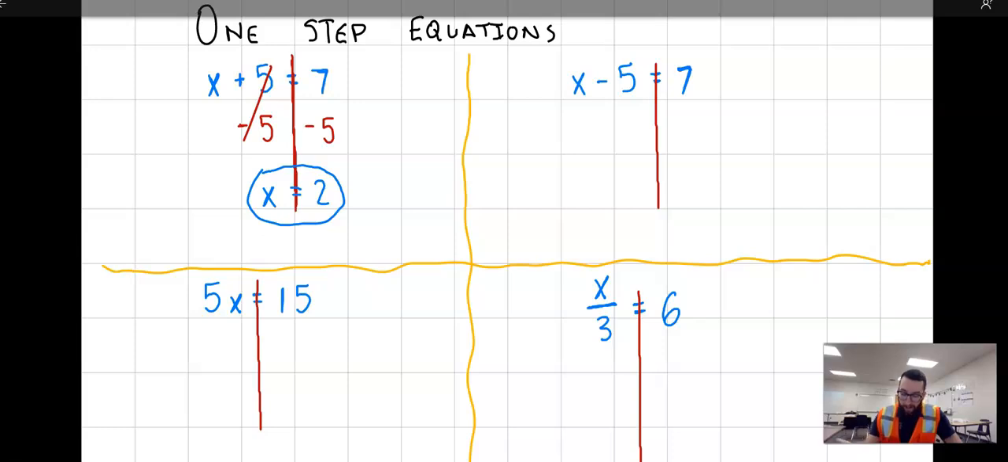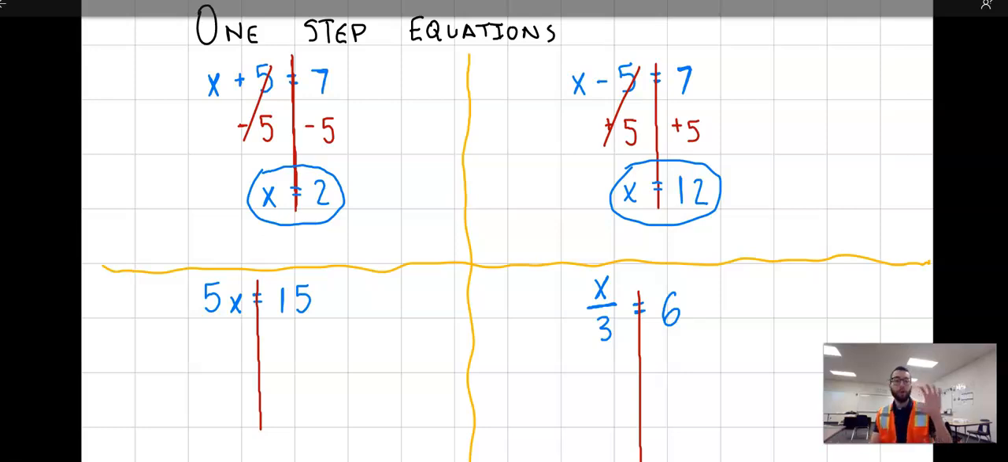So for my next one, here I'm already subtracting 5. So I do the opposite. I add 5 to both sides because negative 5 plus 5 makes 0. And then again, I have x left over. And so if I add 5 to the left side, I add 5 to the right side. 7 plus 5 is 12. So x is 12. And I could check that, right? If it's x minus 5 equals 7, well, 12 minus 5 is 7.